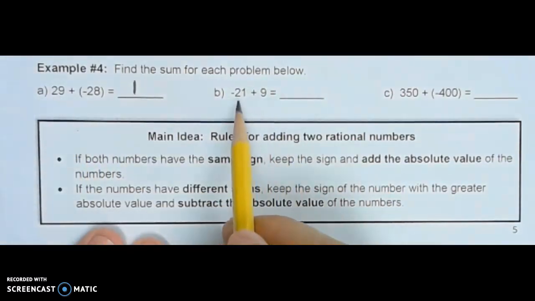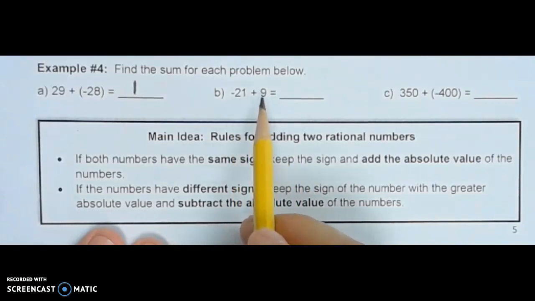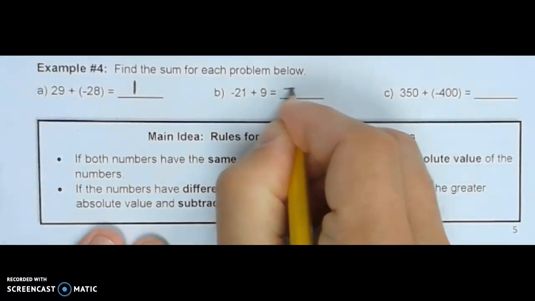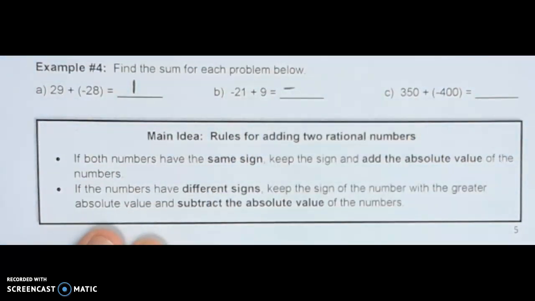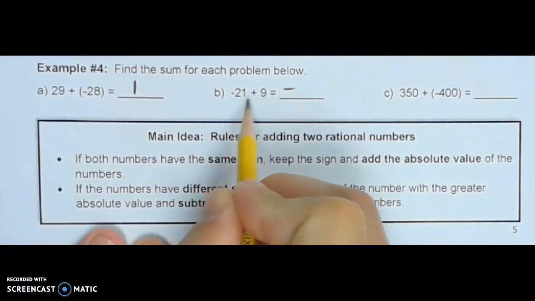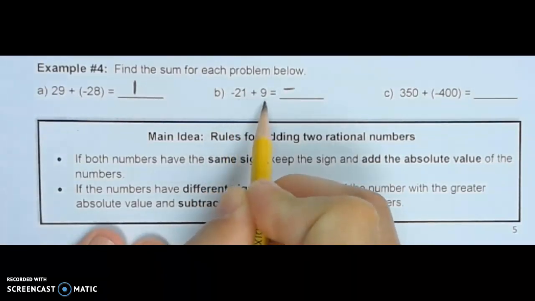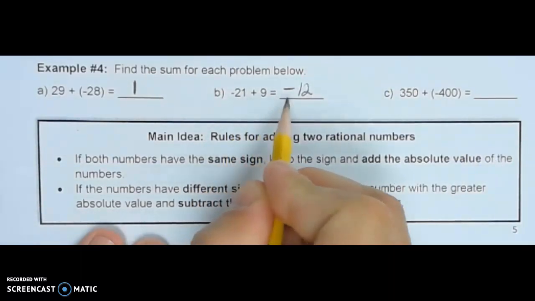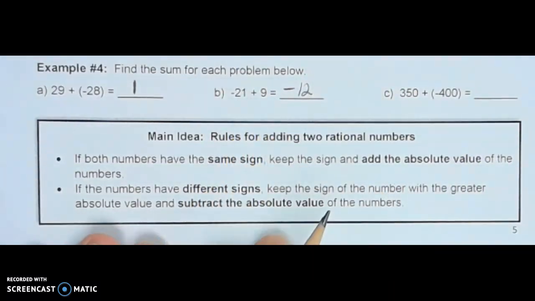In letter B, we have negative 21 plus 9. So again, looking at the numbers, the number with the greater absolute value in this example happens to be negative 21, so I know my answer is going to be negative. And now to figure out what the number part is, again, these are different signs, so I'm going to subtract. 21 minus 9 is equal to 12. And so I know that negative 21 plus 9 is equal to negative 12.